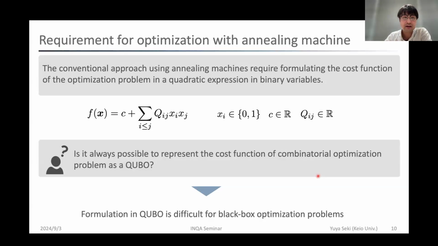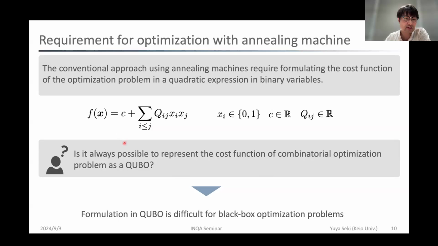Okay, in this slide, I'd like to explain some requirements for optimization with quantum annealing. The conventional approach using quantum annealing machines requires formulating the cost function in the QUBO form given by this equation. QUBO form is a function of binary variables with up to second-order interaction terms. C is a constant term, and Qij represents the coupling between the binary variables xi and xj. The task here is to find C and Qij to represent the target cost function f.